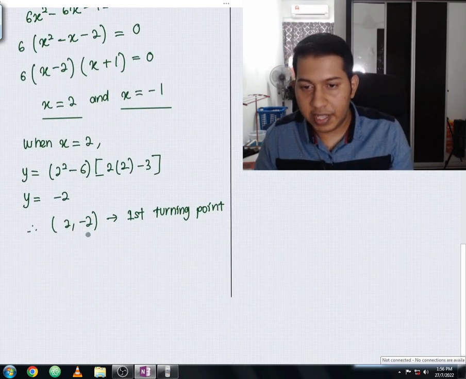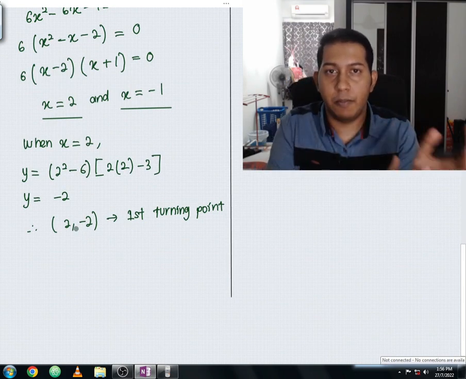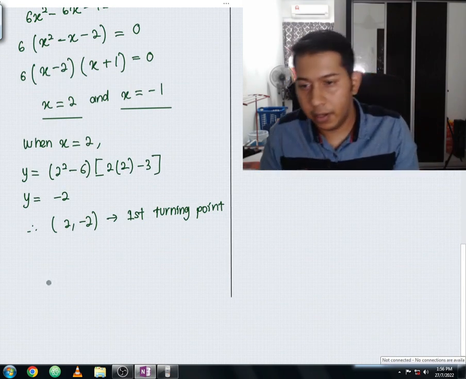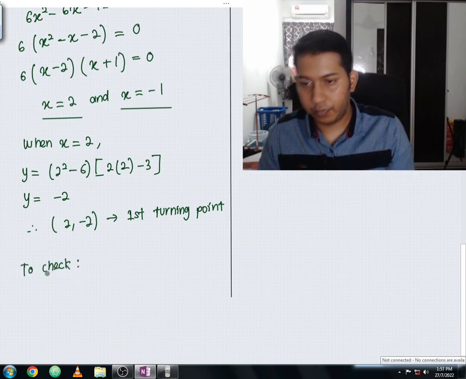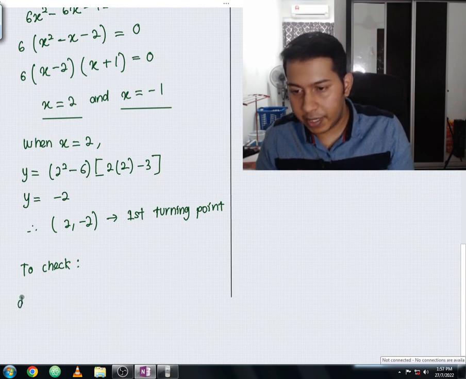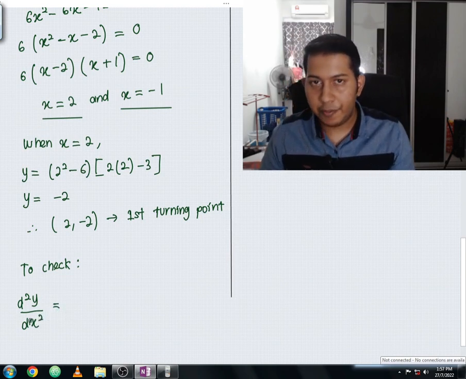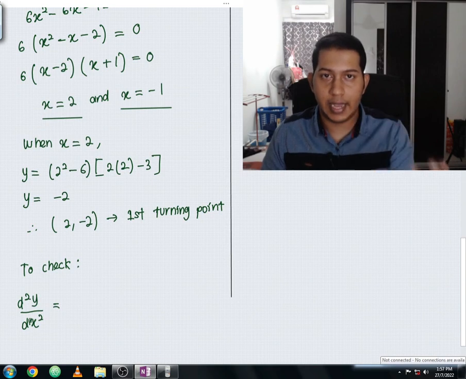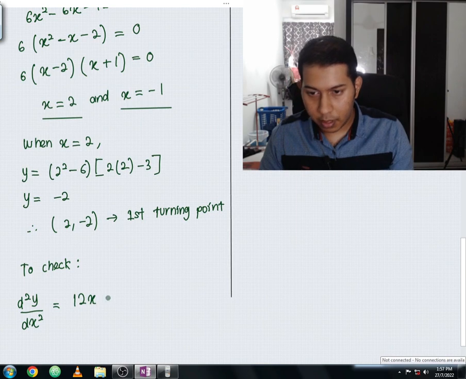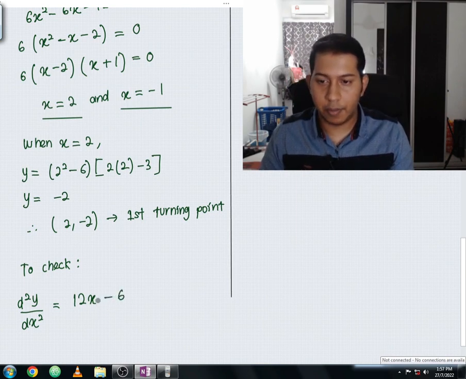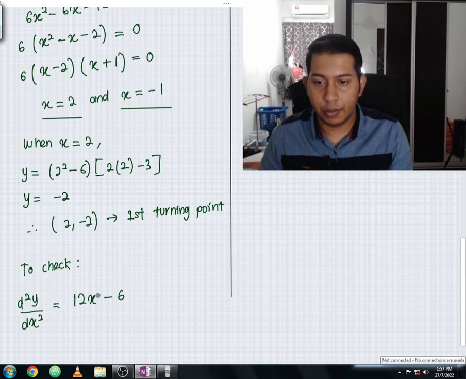Okay. So to check whether this turning point gives a maximum point or a minimum point, from here let us perform the double differentiation, d square y over dx square. So when you differentiate dy over dx for the second time, you should be getting 12x minus 6. Okay, so from here, you substitute the x equals to 2 into this double derivative equation.